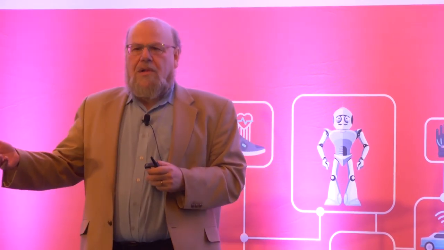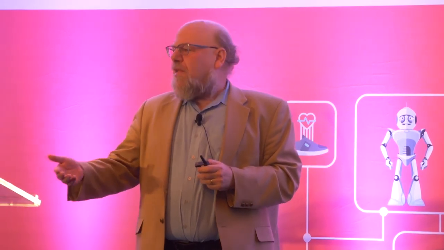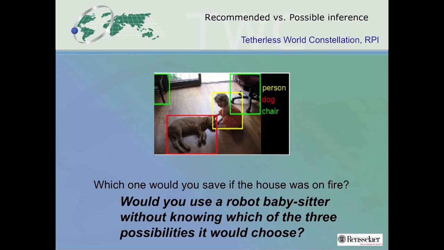My question is, would you hire a robot babysitter if you didn't know how it was going to answer that question? Part of the question is not only do these things have to operate in our world, but we have to be able to know what they're going to do under very unlikely or different circumstances, and that's something that we're very bad at in AI today.